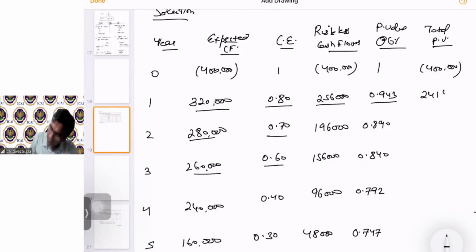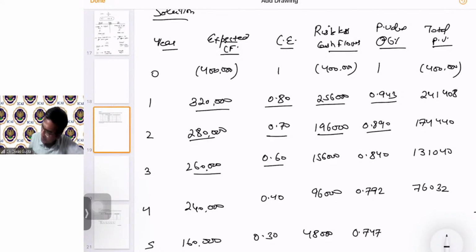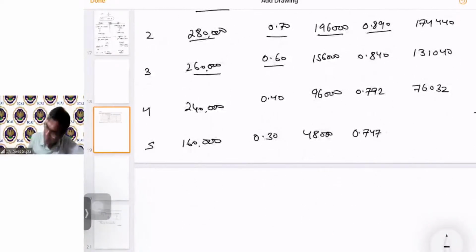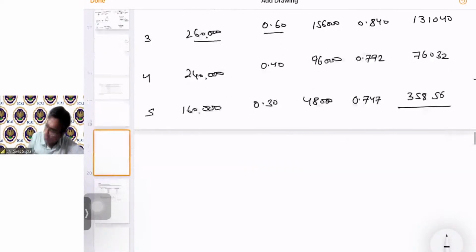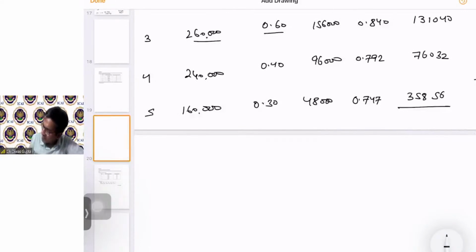241,408. Then 0.890 multiplied by 1,96,000, which is 174,440. Then 131,040. Then 76,032. And lastly 35,856. And hence the total amount will be 258,776. 258,776. So this is a positive NPV and hence the project should be accepted.